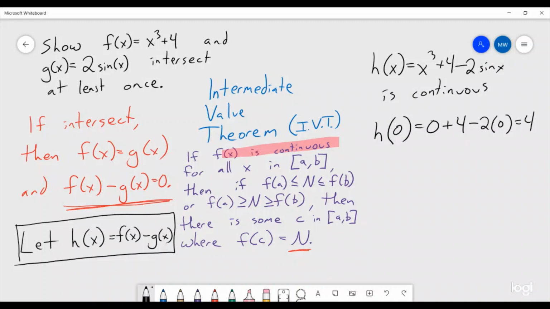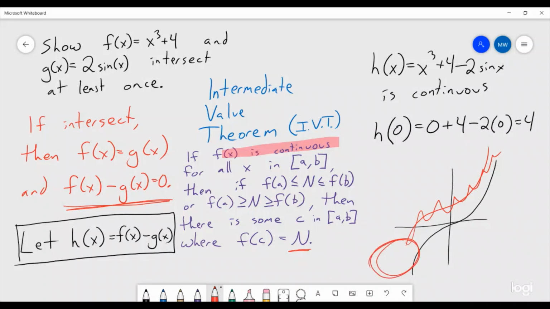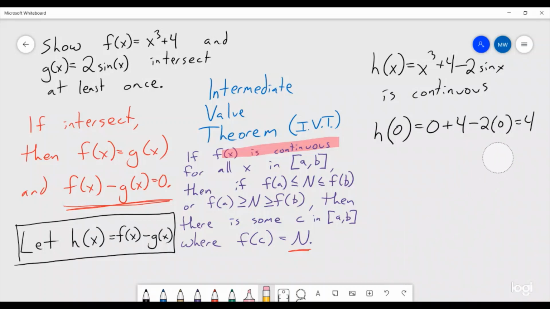What might we try with that? Well, if we were looking at the graph of x cubed, it's doing something like this. Then adding 4 is going to be moving it up to something like this. And then the 2 sine x is going to make it kind of wobble around that. So if we pick something far enough negative, it should still be negative. So that's what we're going to try and do, is find a negative number that's going to work.